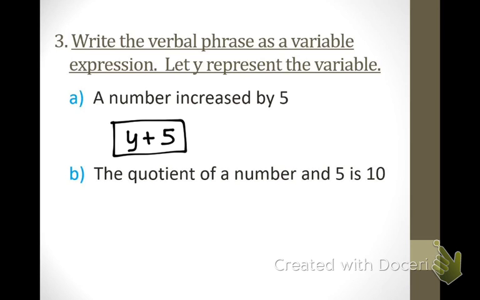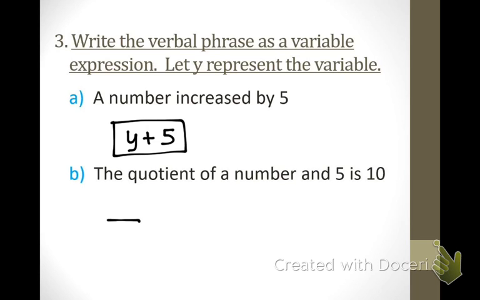Problem B says the quotient of a number and 5 is 10. Check on your paper. Do you have any parenthesis words or turnaround words? No, we do not. So we're just going to read it from left to right. The first thing says the quotient of. What does that mean? Division. So whenever we're doing division, I always want you just to put the fraction bar, okay?